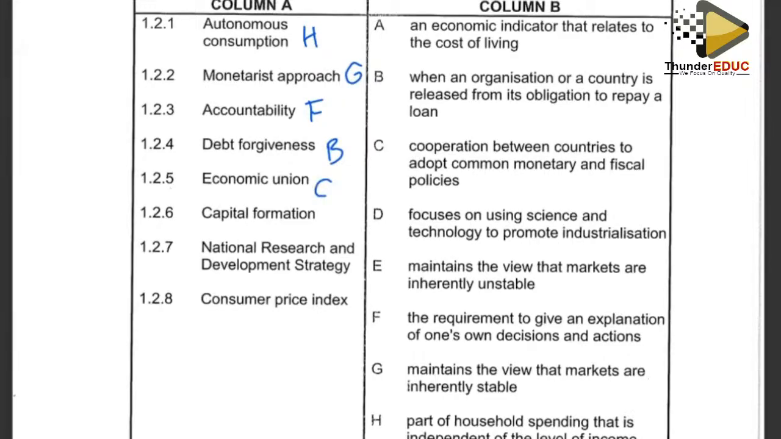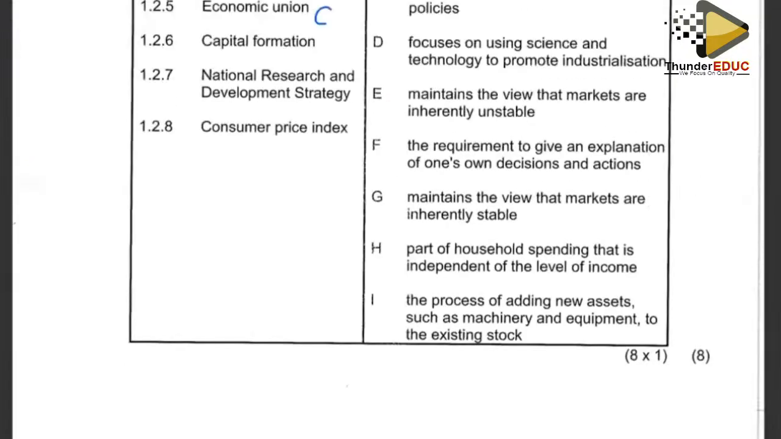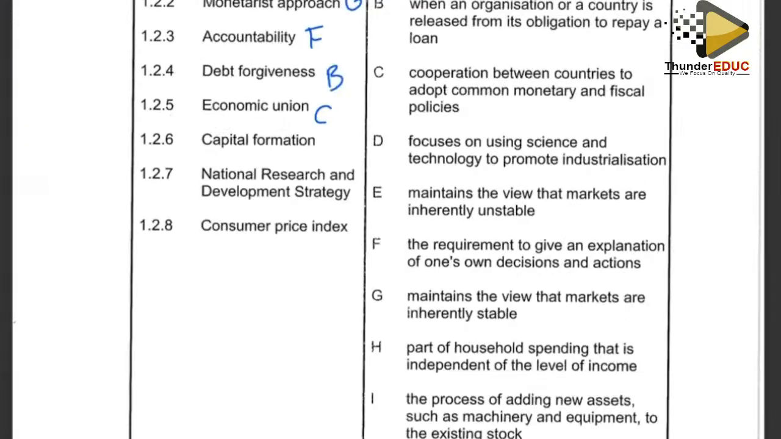The next question, we have 1.2.6, which reads as follows: capital formation. So now when you talk of capital formation, if you still remember under economics, this is nothing but an investment. Okay, right. So now if we check 1.2.6, which is capital formation, the appropriate answer for this question is going to be I, which reads: the process of adding new assets such as machinery and equipment to an existing stock. So it means that our appropriate answer for this question is going to be I. Okay, right, grade 12s. Now let's move on to the next question.